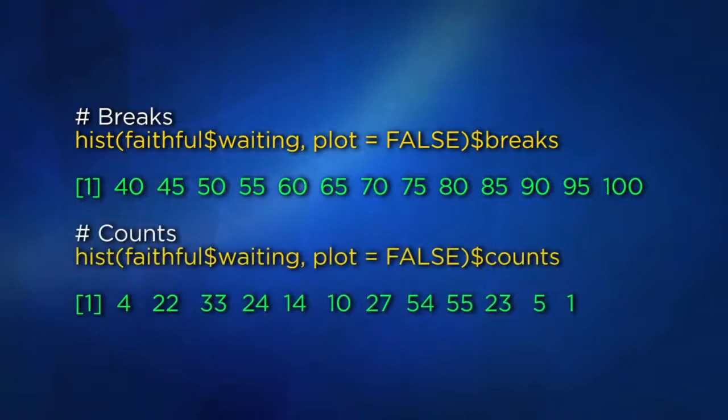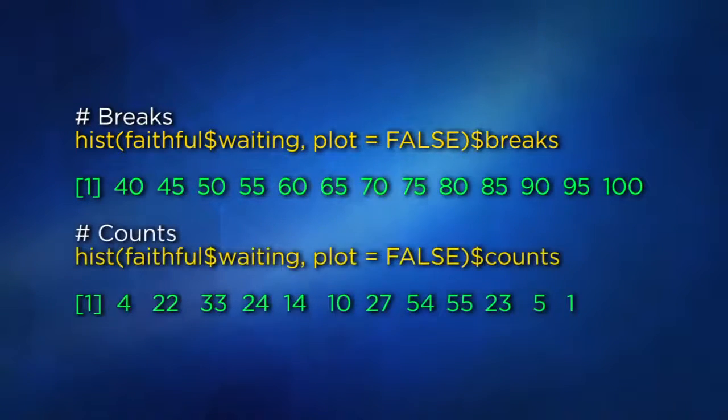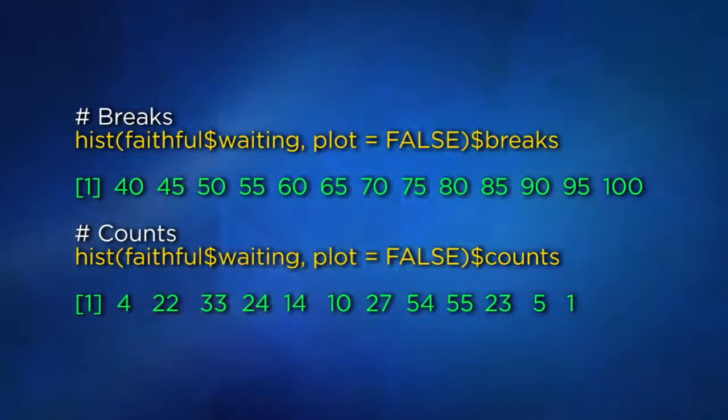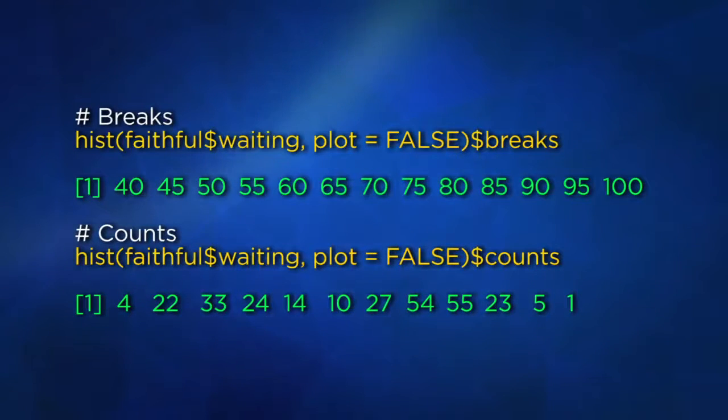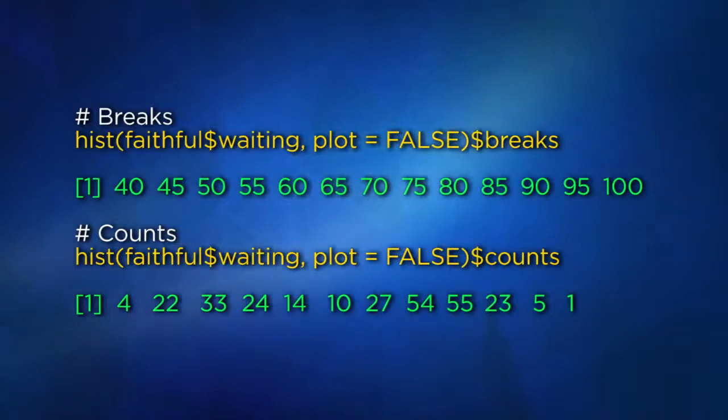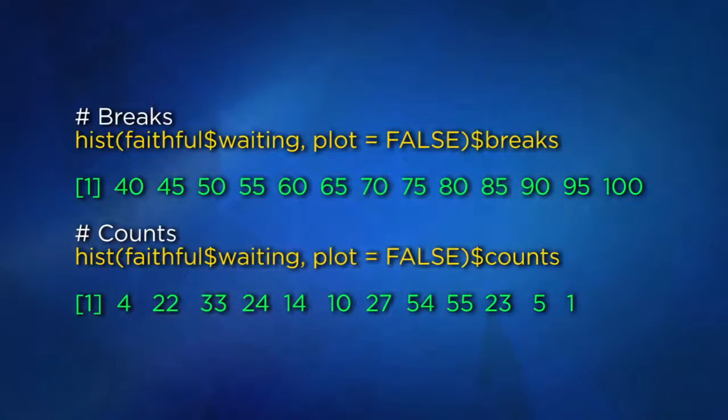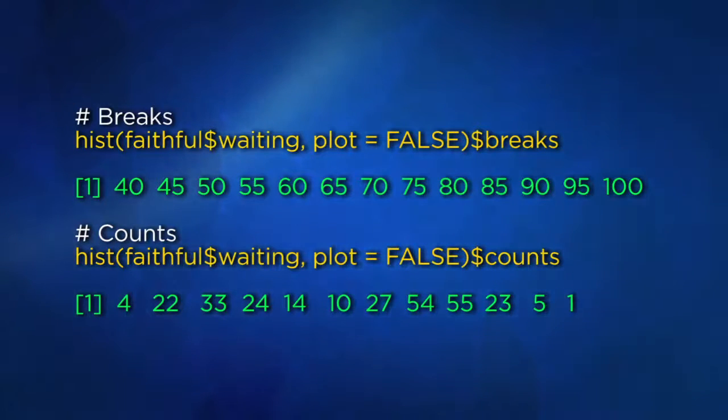Also, histogram faithful waiting, plot equal to false. How many counts are in each bin? Well, that's what that code gives us. There are 4 counts in the bin that starts from 40 to 45. There are 22 counts in the bin that goes from 45 to 50, 33 counts in the bin from 50 to 55, and so on.